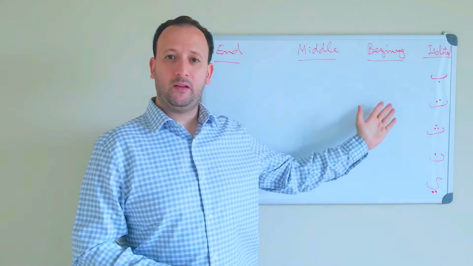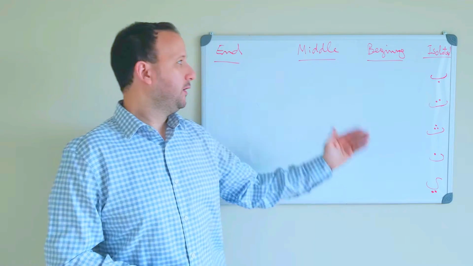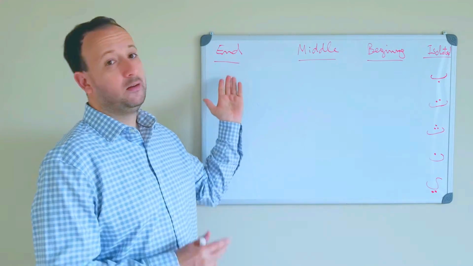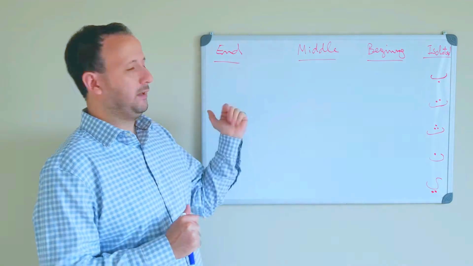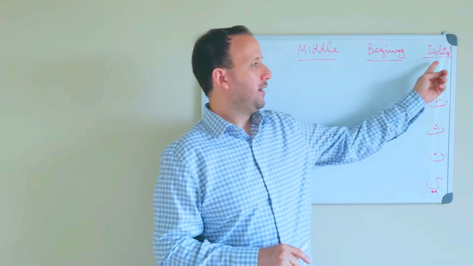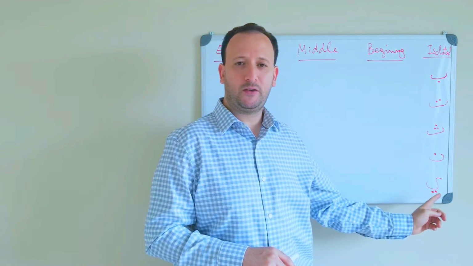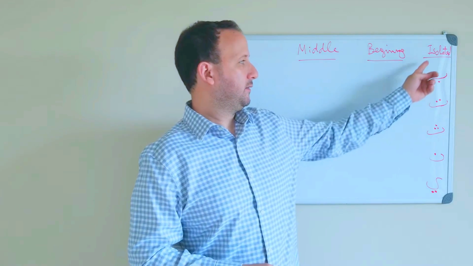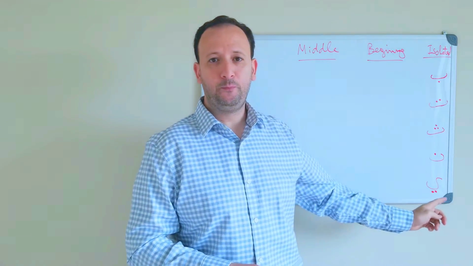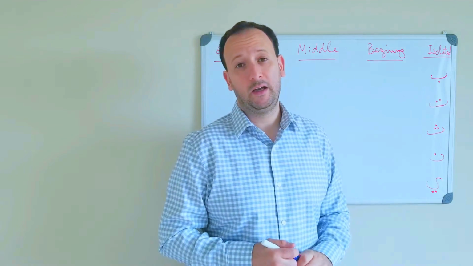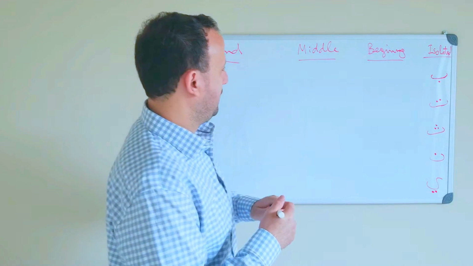This is where I'm going to write how the letter looks like at the beginning of the word, in the middle of the word, and the end of the word. All right, so here are five letters I chose today, as they look isolated. Now I'm going to write how they're going to look at the beginning of the word.